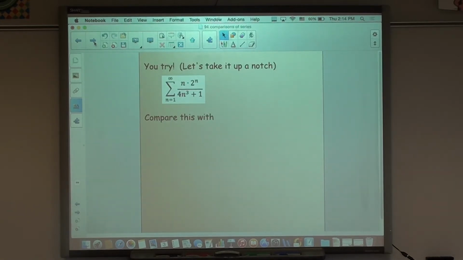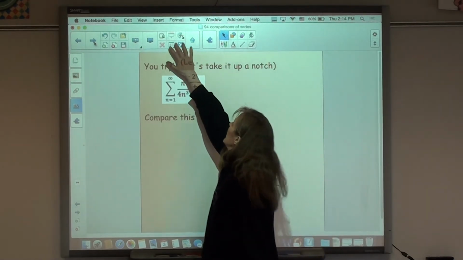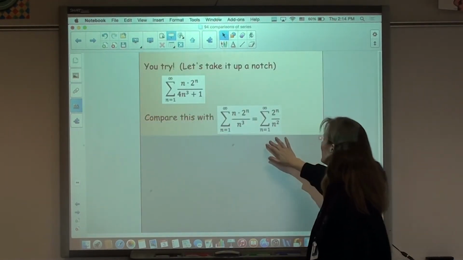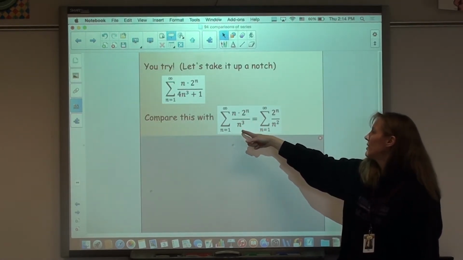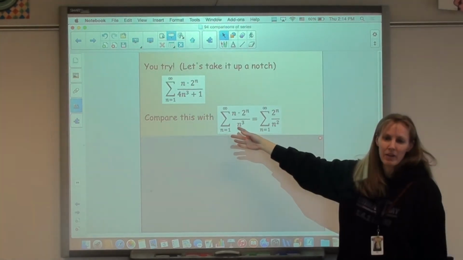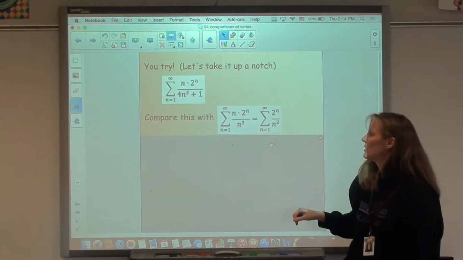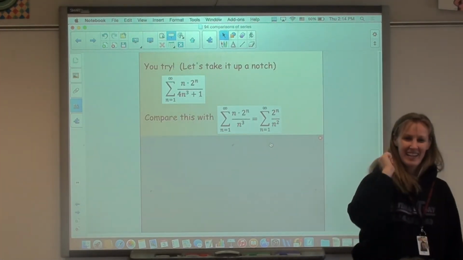Alright, so what did you compare this with? 2 to the n all over 4n squared. Yeah, that's what I did too. I did n times 2 to the n over n cubed, and I just reduced to 2 to the n over n squared. Then you do an nth term test, and then comparative growth rates. That's what I was looking for.